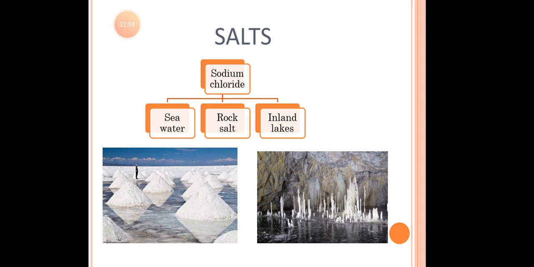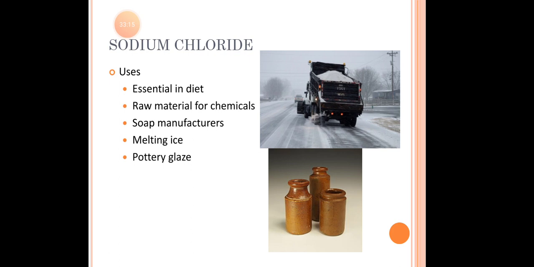So sodium chloride, NaCl, we get naturally from seawater, from rock salt, that is from the drying up of the seas, and from the inland lakes. So this is very easy for you to remember. Now how is sodium chloride used?